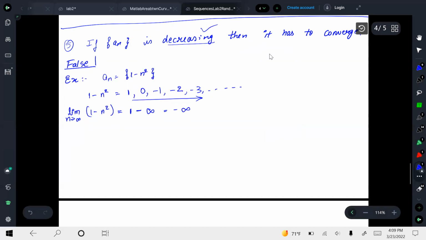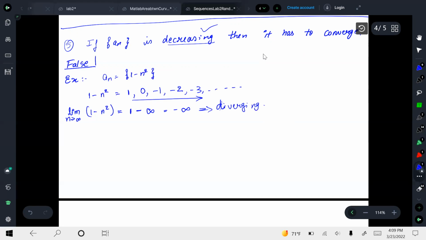So what does this mean? Is this converging or diverging? If the limit as n tends to infinity for a sequence is infinity, then do you think it is converging or diverging? Diverging, right? This is diverging.